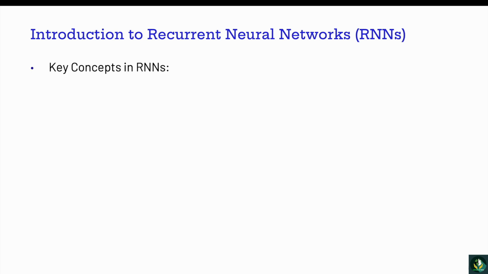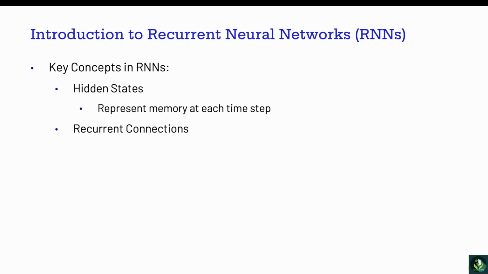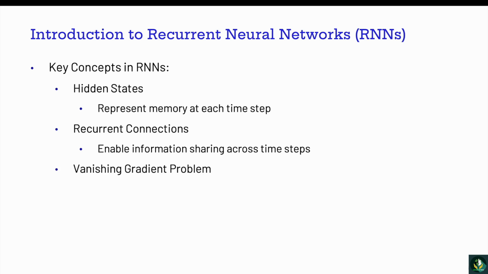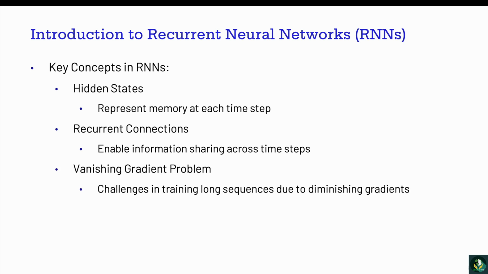Let's look at the key concepts in RNNs. First, we have hidden states. These represent memory at each time step. Recurrent connections enable information sharing across time steps. Vanishing gradient problem. Challenges in training long sequences due to diminishing gradients.